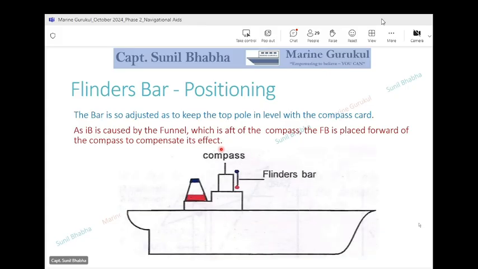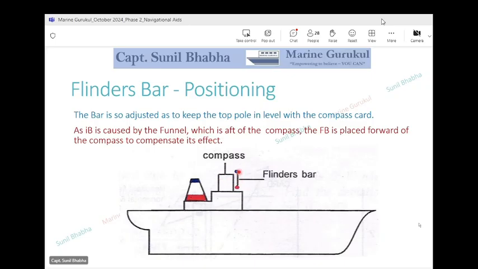The basic concept is, as you can see in this particular diagram, we have the binnacle here. The compass is located at this location. We have the funnel abaft of the compass, and it is getting induced by the Earth's magnetic field. Right now the ship is in the northern hemisphere. In the northern hemisphere, the magnetic field lines go down into the surface of Earth. So that's why you see the top pole of the funnel is blue. This blue pole affects our compass and generates IB, induced B.